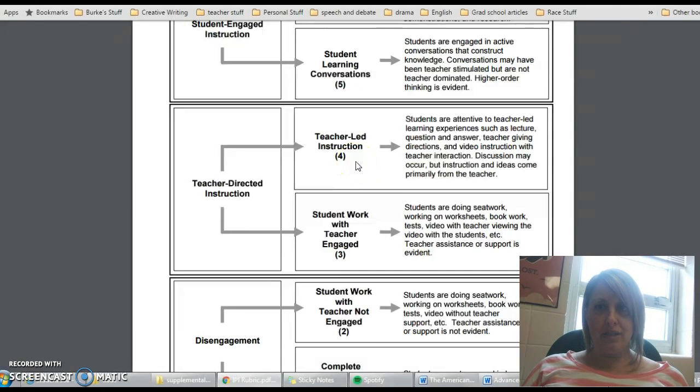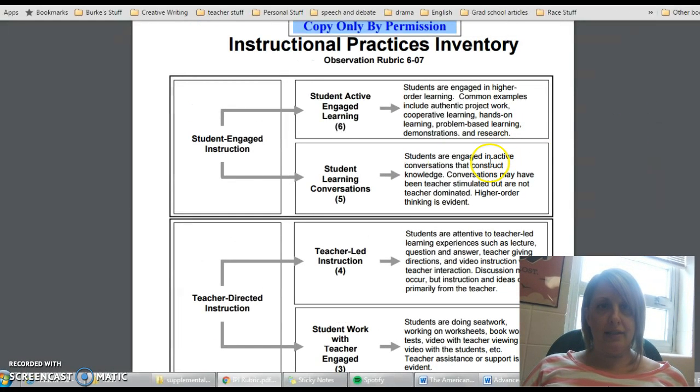Number 4 is teacher-led instruction. This is essentially you're standing up in front of the kids, you're giving a lecture, you're leading instruction during a video, where you stop the video to ask questions. That's a 4. So it's when you're leading instruction. When we get to the higher order thinking, this is more of 5s and 6s. So 5, students are engaged in active conversations with each other. So they are having to figure out things together through conversations. Number 6 is students are engaged in higher order thinking.